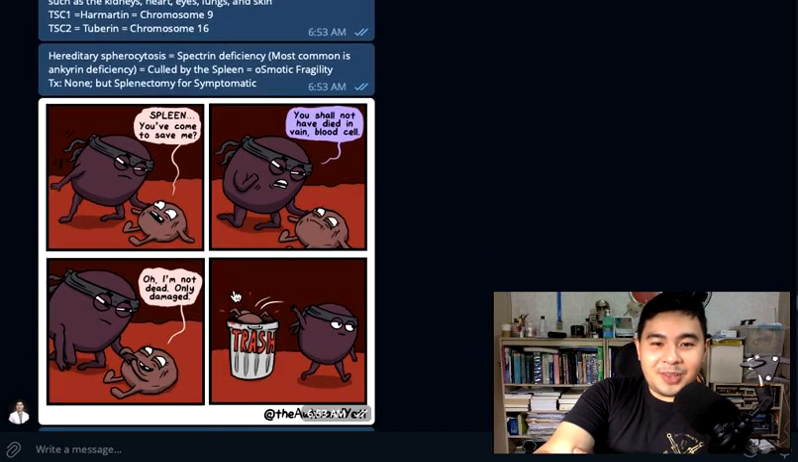So this is one of my favorite comics from the Awkward Yeti. The spleen is very unforgiving with red blood cells, which have a lifespan of 120 days.